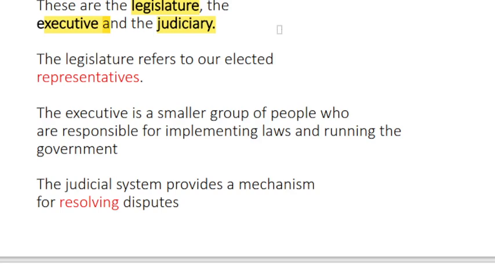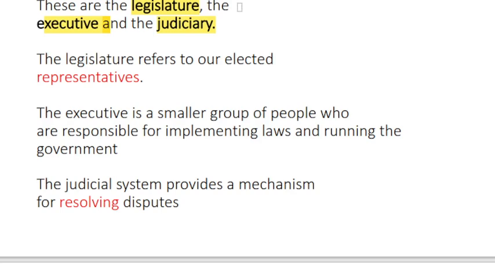For example, some traffic rules introduced by the legislature organ. Those rules and regulations, who will implement them here? The executive part of people. Who are there in this organ? Police officers, IAS officers, some local level government officers. Those all come under the executive part.